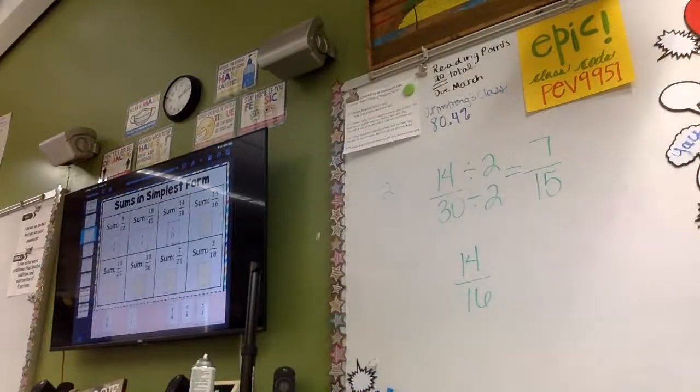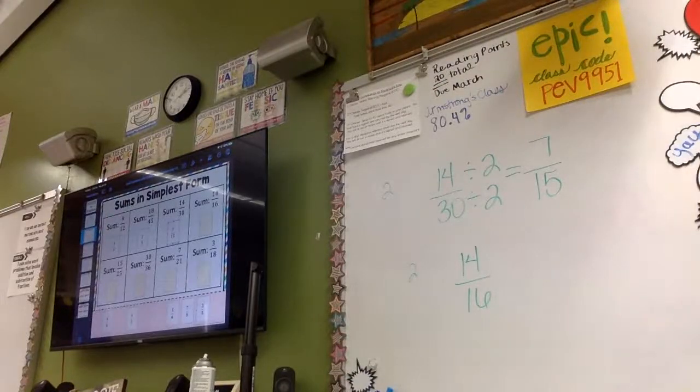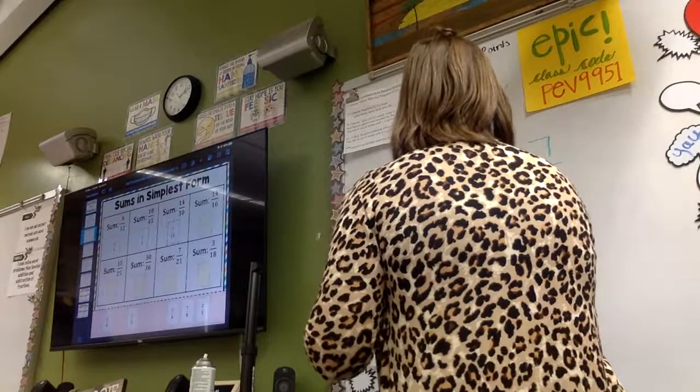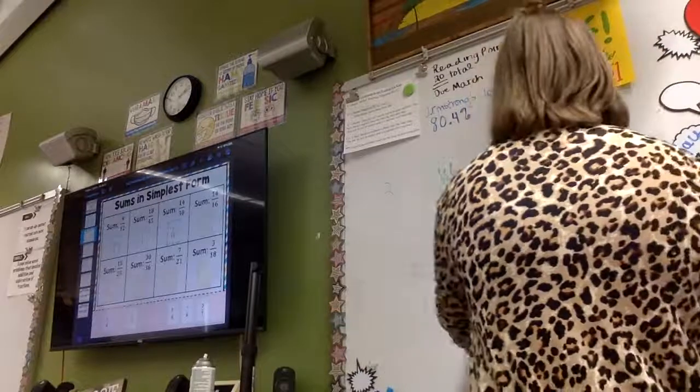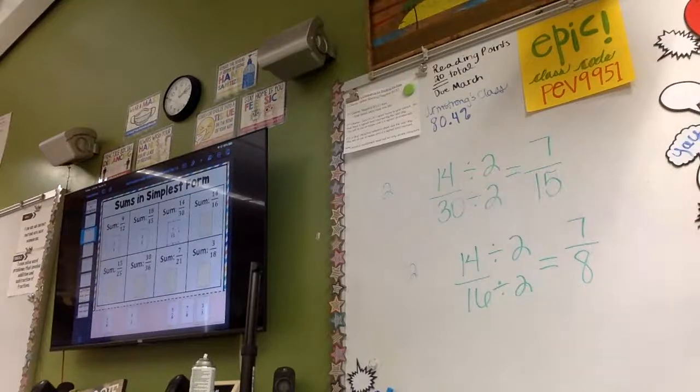14/16. Well, what do you notice about those 2 numbers right off the bat? They're both even, so I know if they're both even, I can divide by what? 2. Is there any other number that will go into both of those numbers evenly? No. So I'm going to do 2 again. So I'm going to divide by 2, and divide by 2. So 14 divided by 2 gives me what? 7. 16 divided by 2? 8. 7/8. Do we see 7/8 at the bottom? Yeah, it's right here. So I'm going to move it.